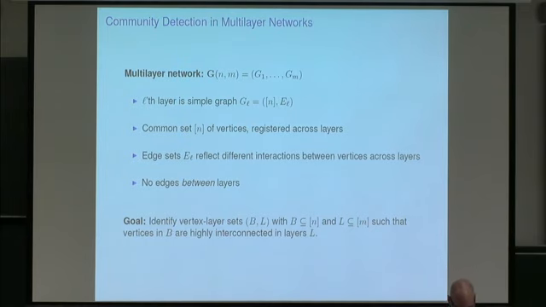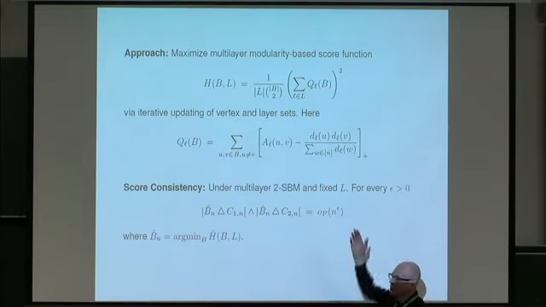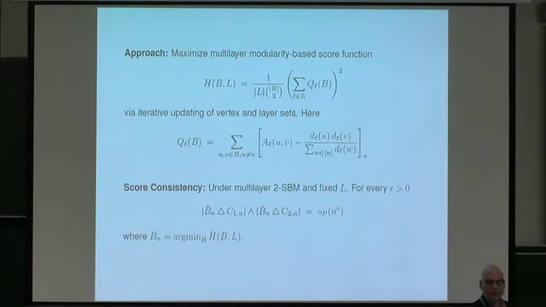And just briefly what we do and what we can say. In this case, after thinking about it for a while, we decided the best way to approach this was through a modularity-based score function. So there's essentially the score function. This is modularity. We're taking the positive part because we're only really interested in sets B that have positive modularity. And so don't worry about the details, but essentially we have a result on score consistency.